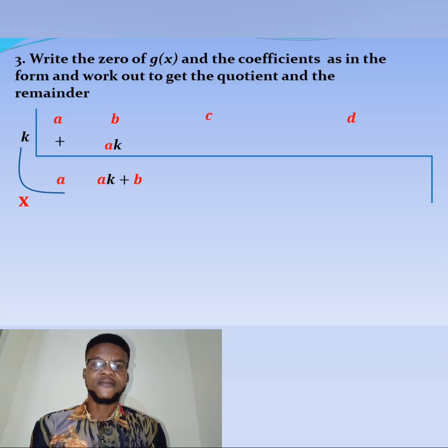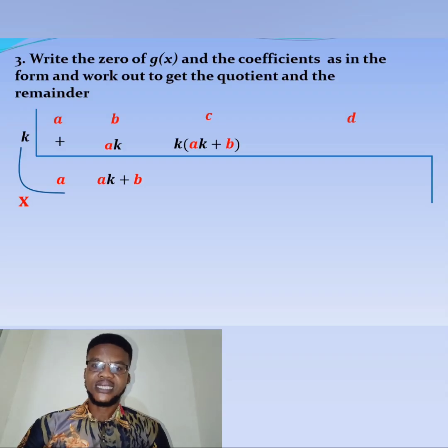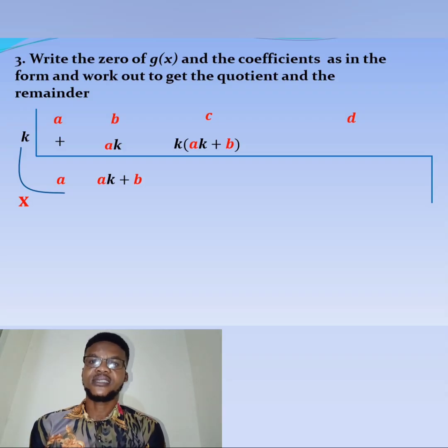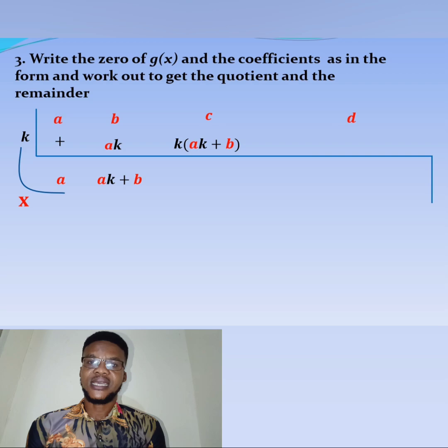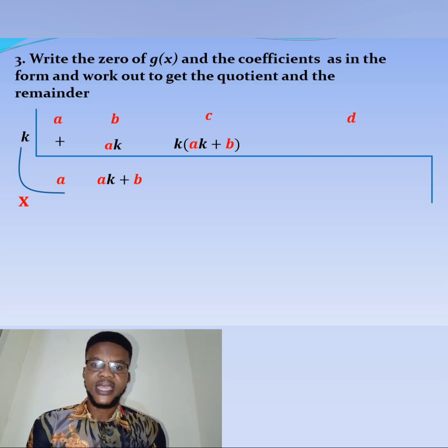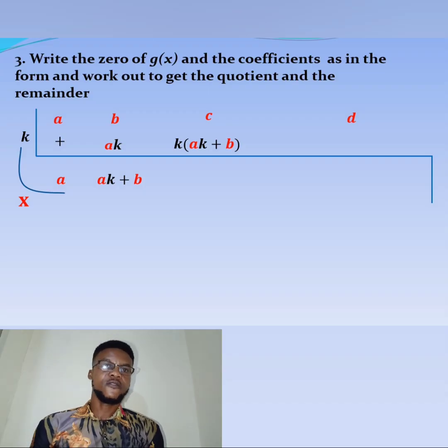So you realize that it follows a pattern. Once you write it under, you multiply whatever you have gotten by the k again, which is our 0. You write it again under the next coefficient, which is c. So it is like you multiply, you write it under the coefficient, you add, you multiply, you add, you multiply, and that is how it is done. You follow the same pattern.